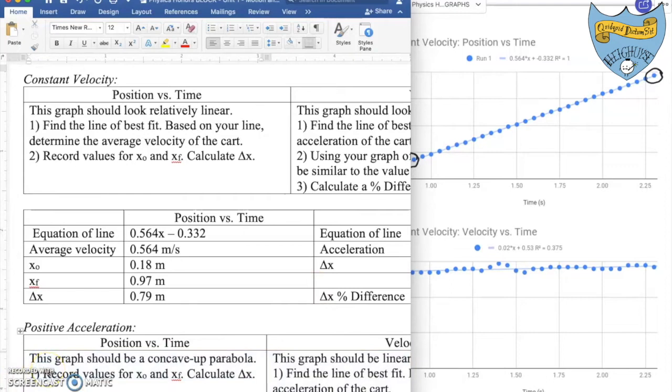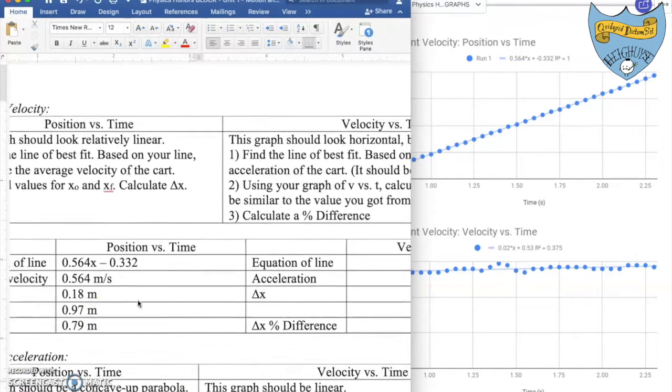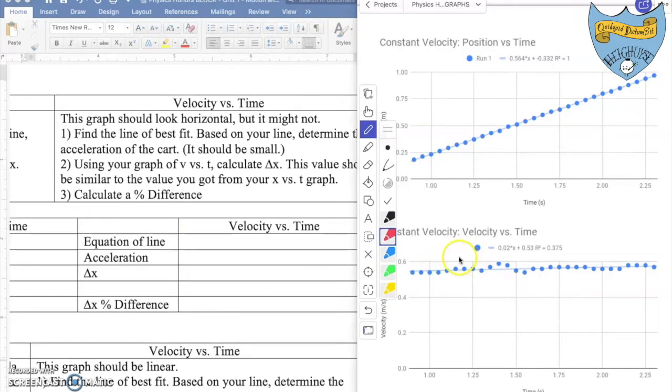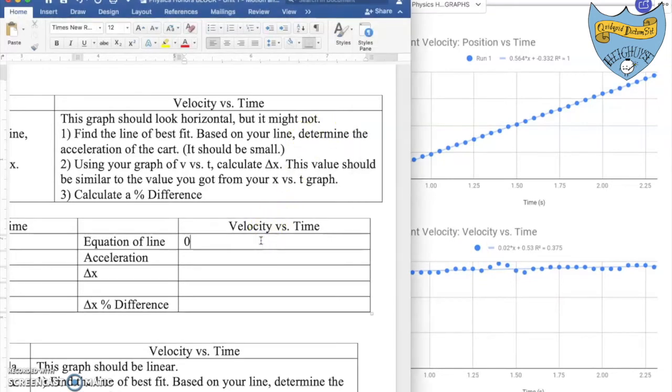All right, well, now what? Now we're going to figure out everything from the velocity versus time column, such as the equation of the line, the acceleration, and all the rest of it. Coming over here, this particular constant velocity graph gives me, let's see, the equation of the line is 0.02x plus 0.53. Okay, all right.